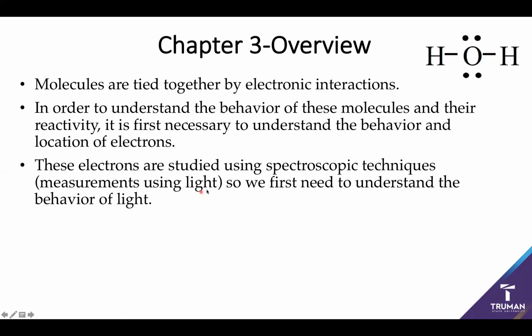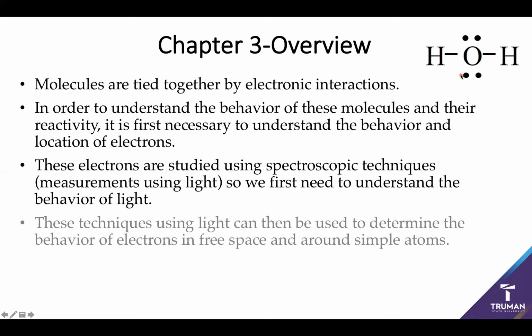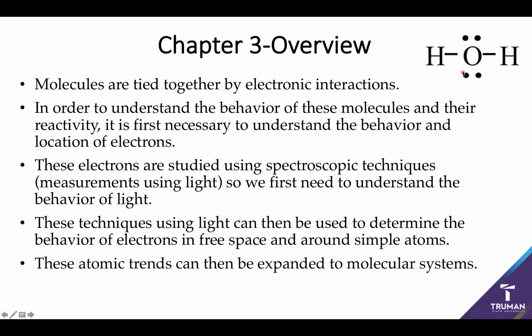And so in order to understand electrons, which will help us understand molecules, we first have to look at the behavior of light itself. Once we understand how light behaves, we can use this to determine the location and behavior of electrons around simple atoms, and then we can expand these towards molecular systems. So let's go ahead and talk about what the heck light is.